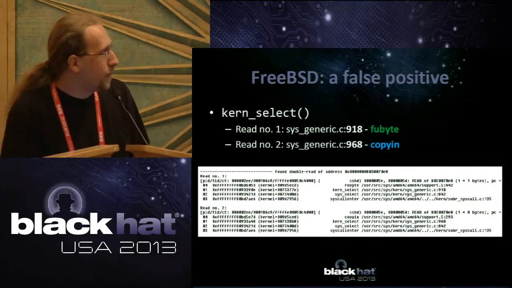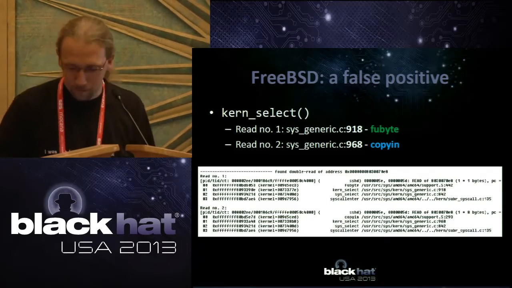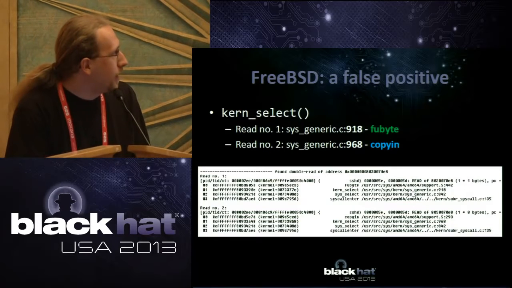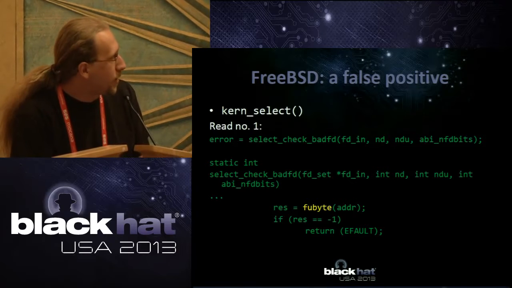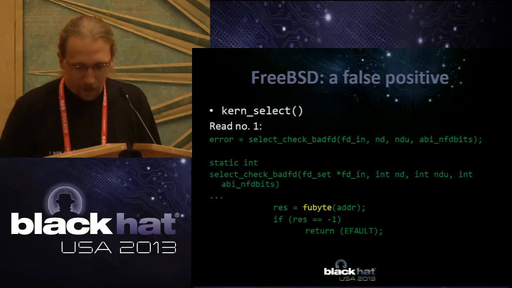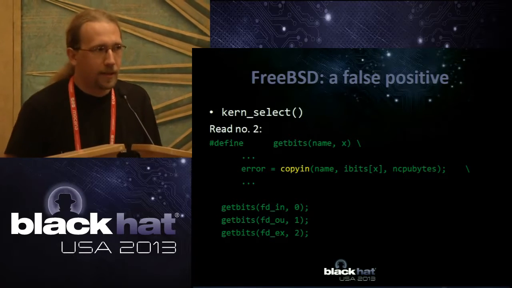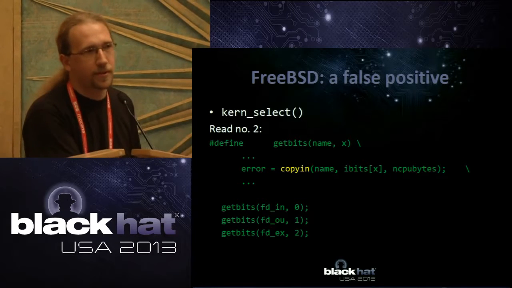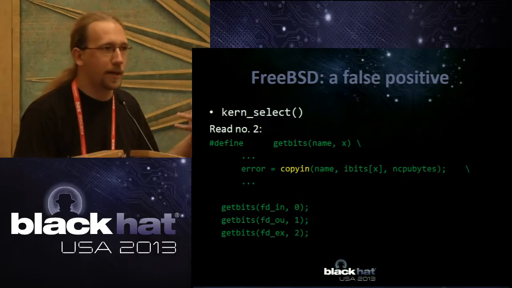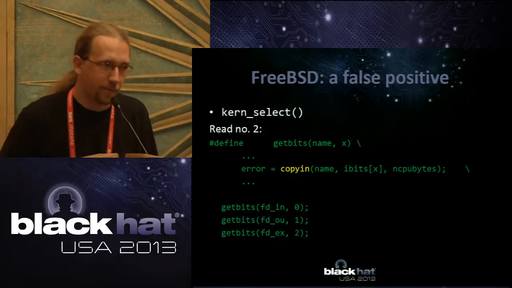One false positive I would like to mention is in the kernel select function. This is an actual report that we got from Bochspwn. There are 2 reads. The first read is in select, check bad FD, and it gets some byte. Then there's another one that gets the same bytes again. Actually, it gets bits. Due to the nature of how this is used, it's a double fetch but it's not exploitable. It's not even a bug. You cannot do anything evil with it. Basically, a boring false positive.